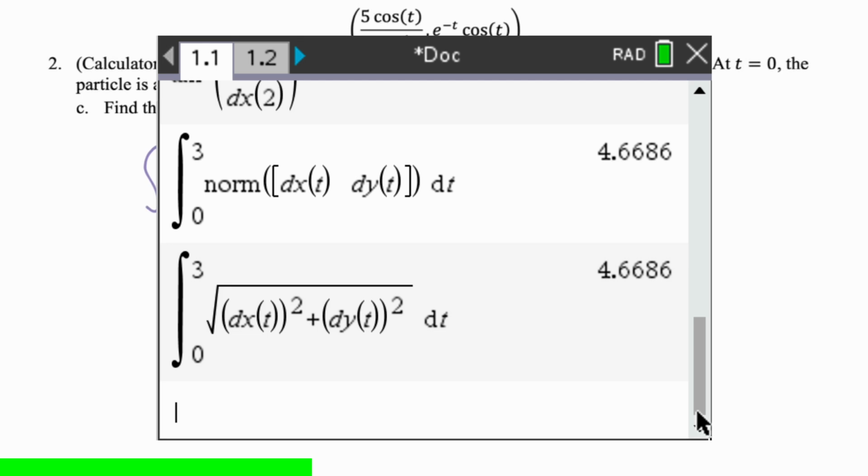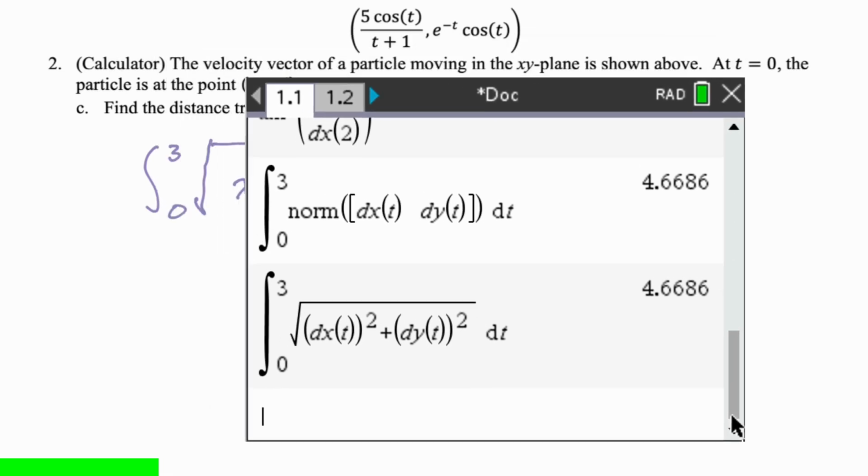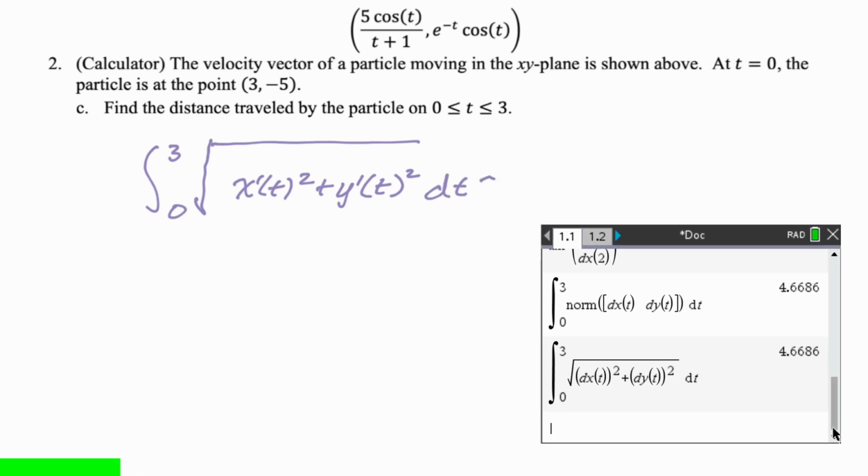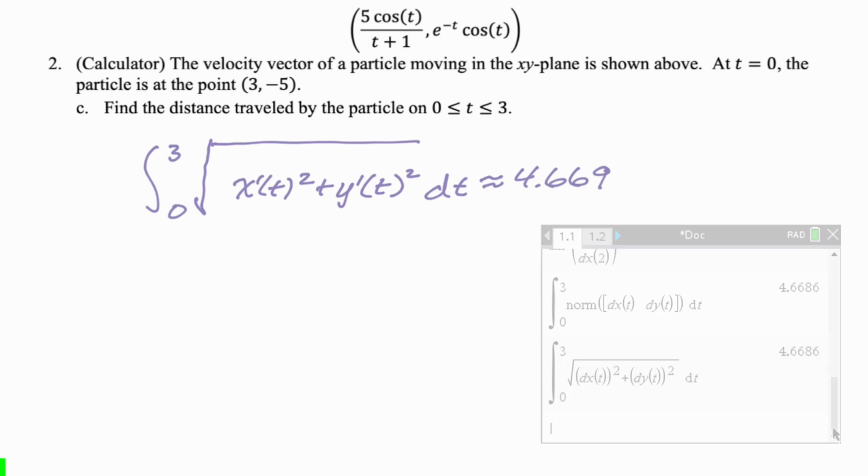So here's a calculator shot of how I did it. I always like to do these two different ways. Well, I like to do it only one way when I'm doing the problem, but I always think about it two ways. Either one you choose doesn't really matter. You will get the same answer. So we got approximately 4.669.